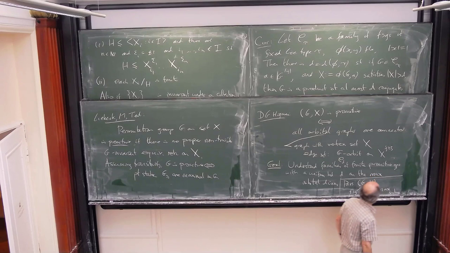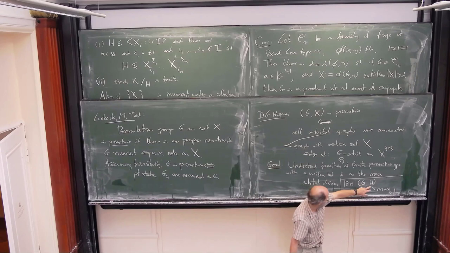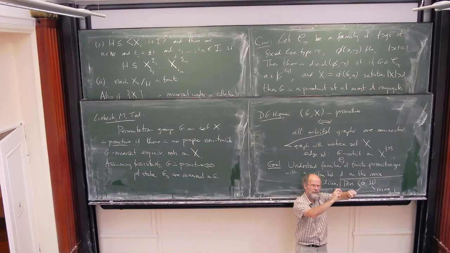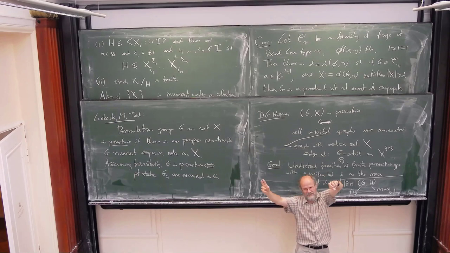And to say that there's a bound on the orbital diameter is really to say that H is boundedly maximal in G. In other words, there's a number d such that if you take any element of G, any other element can be written as a product of length at most d, alternating elements of G inverse and elements of H. That's what boundedly maximal means.